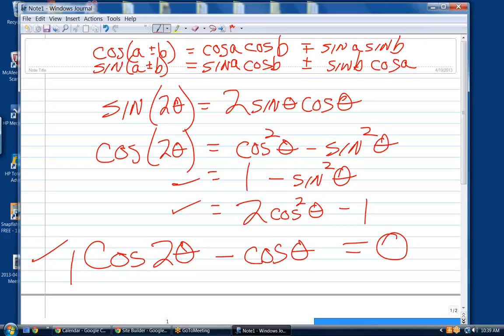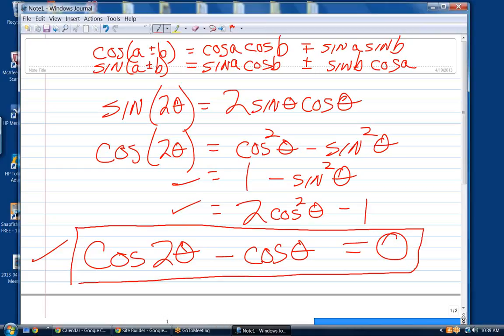Remember the way I'm going to solve this. Think back to what you have had solving trig equations. This is just the area I've never really been good at. Okay. The way we're going to solve this is by treating it as a quadratic.